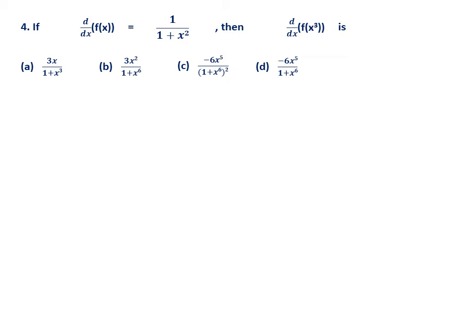The next one: d by dx of f of x equal to 1 by 1 plus x square. Then what is the value of d by dx of f of x cube? This question can be done by two different methods. Let me show you both, so whichever is convenient you can take. First method: d by dx of f of x is 1 by 1 plus x square means f of x must be equal to tan inverse x, because you know that the differentiation of tan inverse x is 1 by 1 plus x square.